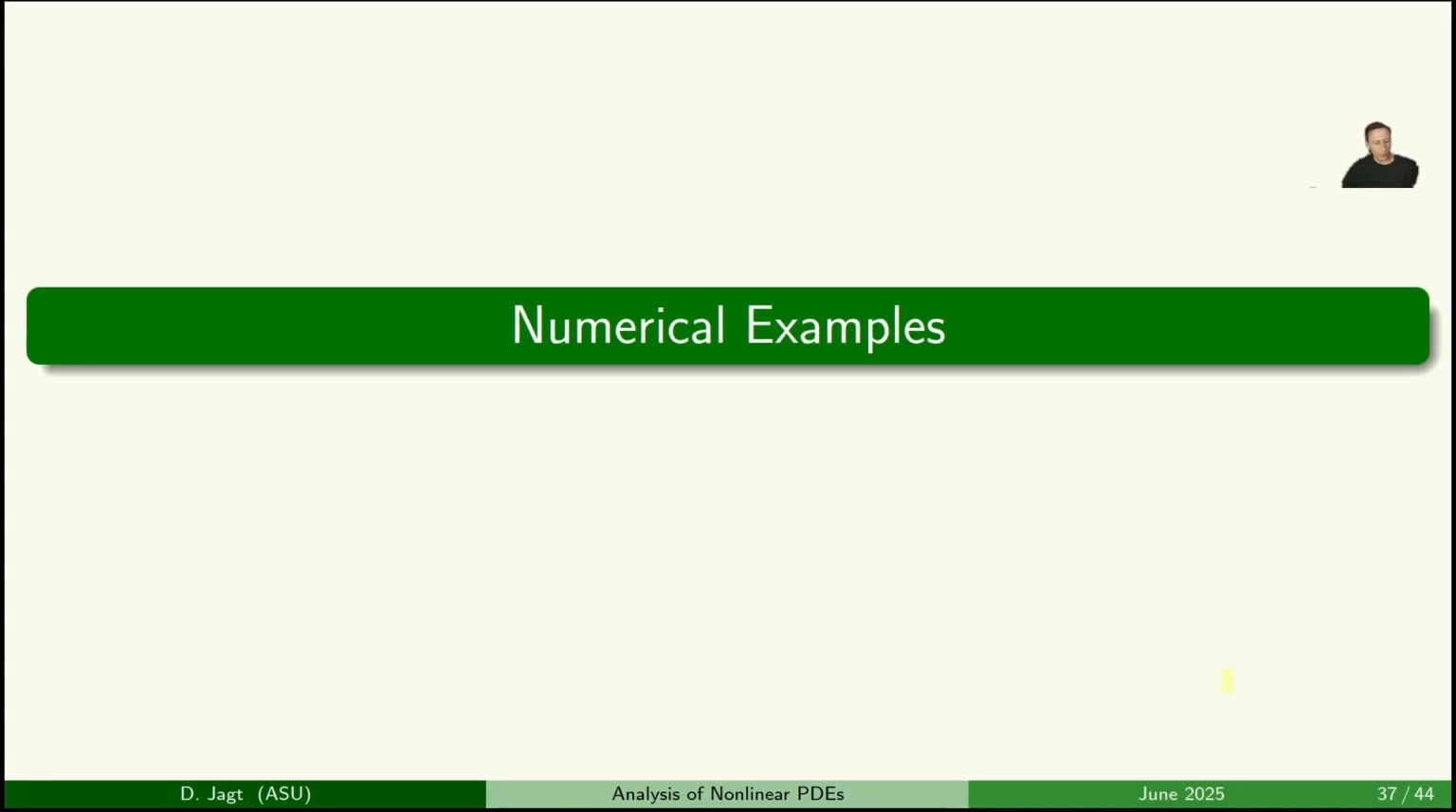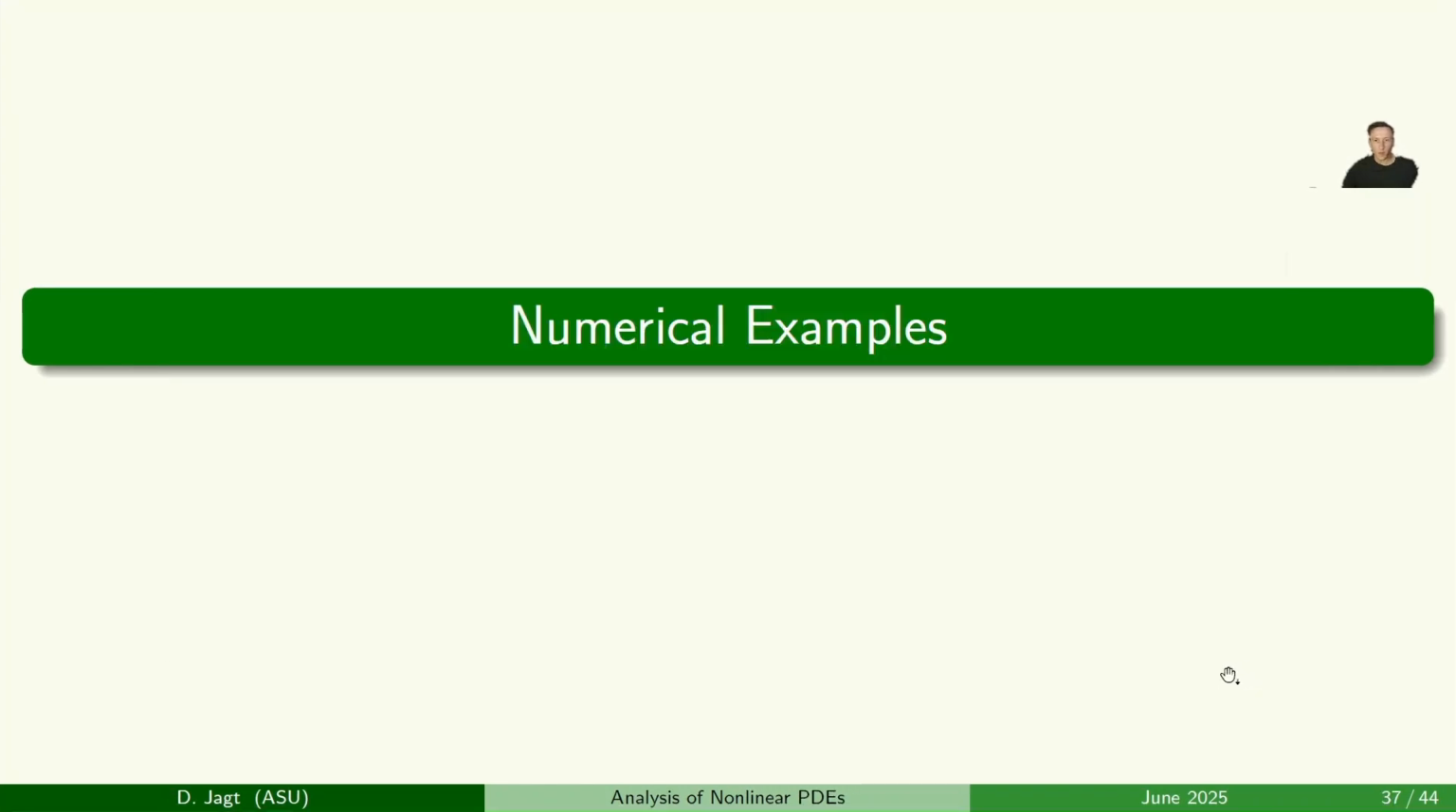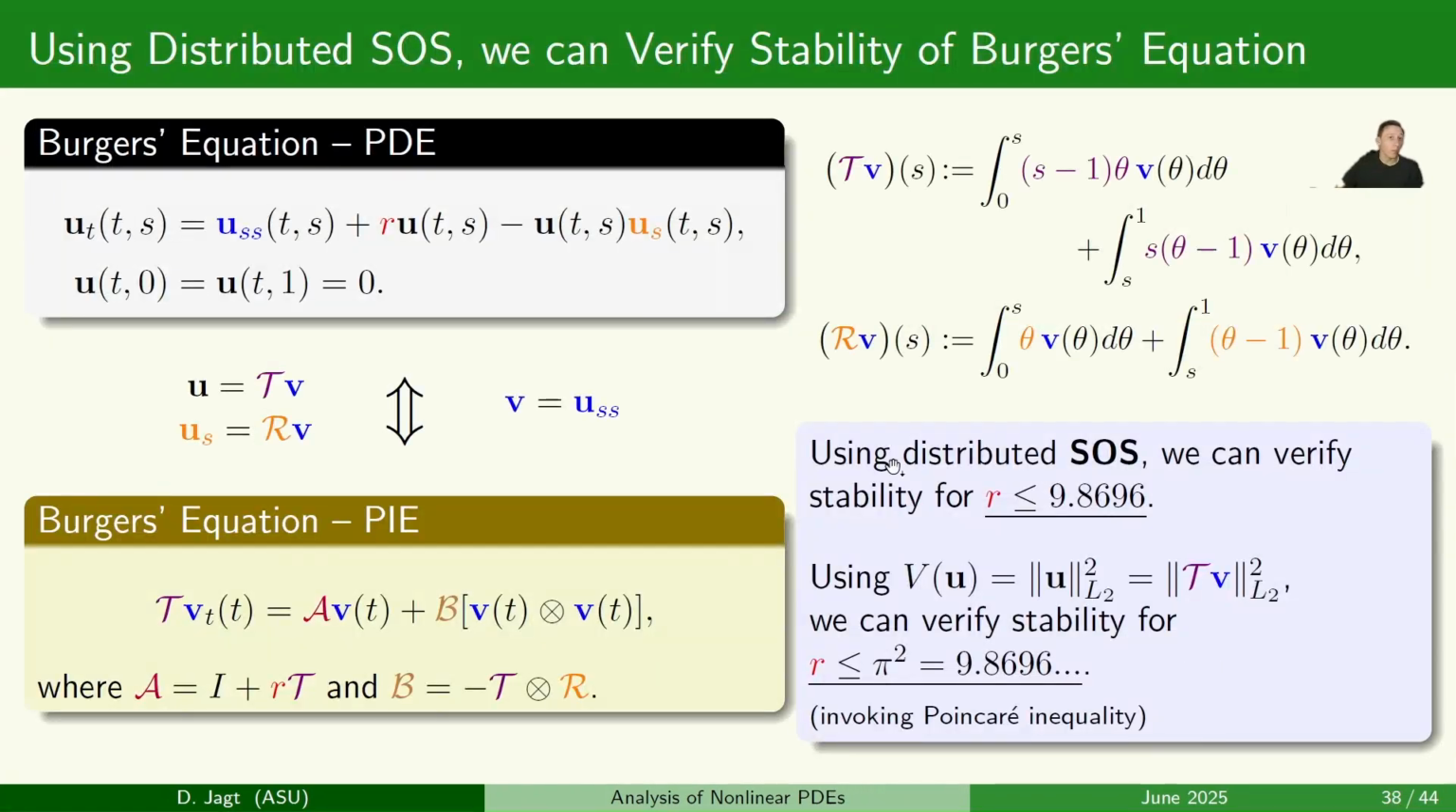So does all of this work? Well, we have some numerical examples to illustrate. In particular, let us first consider again Burgers' equation, but we added here a reaction term scaled by this parameter r. We can construct an equivalent PIE representation of this form here, where these operators T and R are defined here explicitly. And then using distributed SOS, we can verify stability up to this value of 9.8696. And if we test this analytically, using this energy functional, we can similarly verify stability up to r is pi squared, which gives us the same value here. So this indicates that our SOS result is probably tight.